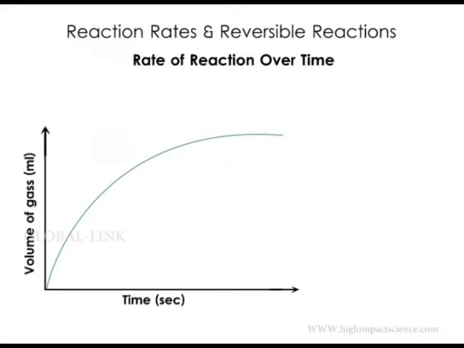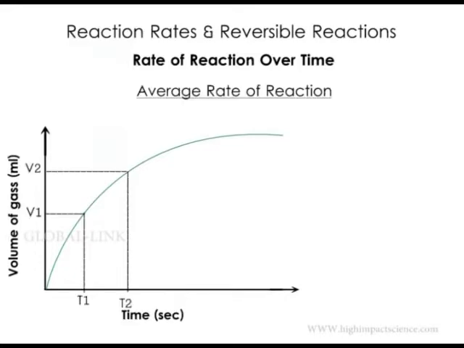We can calculate two values of the rate of reaction. First, the average rate. This is the average volume of the gas produced over a given time interval. For instance, the average rate of reaction between 20 to 30 seconds will be given by: average rate is equal to (V2 minus V1) over (T2 minus T1).